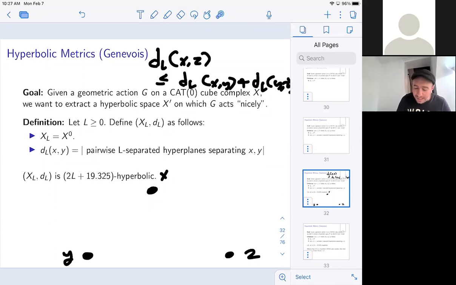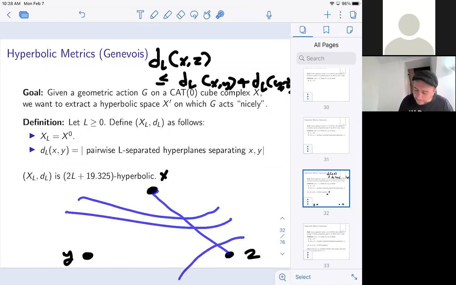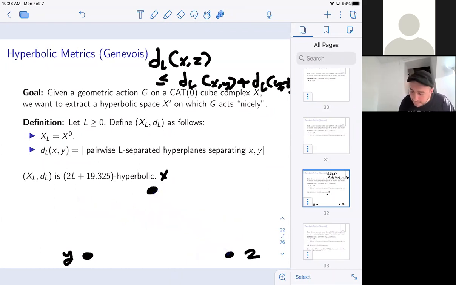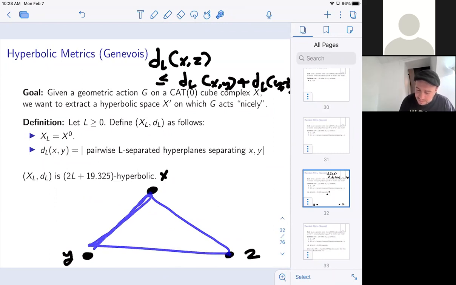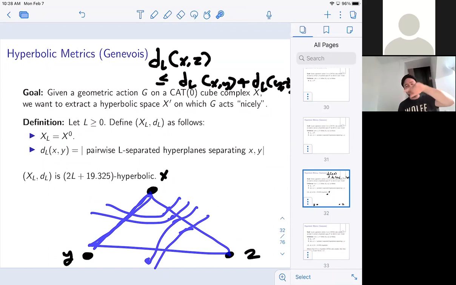Now, checking the L distance between X and Z means you want to look at the L-separated hyperplanes that separate X and Z. But any L-separated hyperplane separating X and Z will either leave from here or they will leave from here. So again, the picture is that if you have hyperplanes that are L-separated, they must either leave from here or they'll leave from here. So if something contributes to the distance between X and Z, it'll immediately contribute to the distance between X and Y or Y and Z.